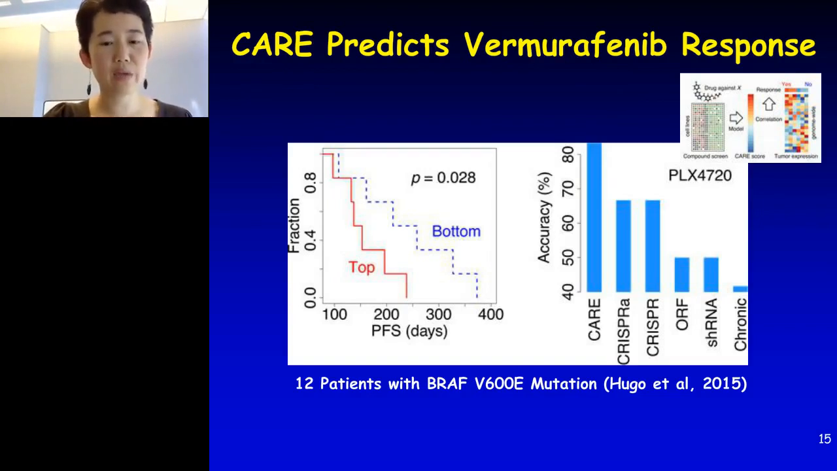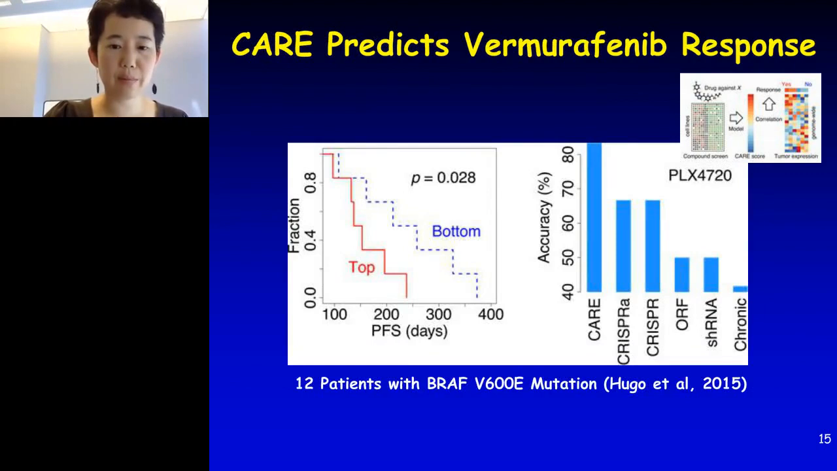You can see using CARE on the left side, we can actually predict a pretty good response and also predict how long the patient will have progression-free survival. On the right side, we compare a number of other approaches. CARE has the best performance, and compared to CRISPRa, CRISPR knockout, ORF screens, shRNA screens, and also chronically treated cell lines, we do better. Actually, the cell lines in here, in terms of patient survival prediction, don't do as well.